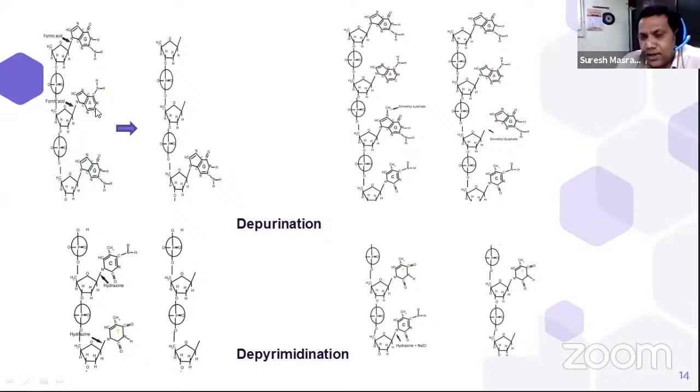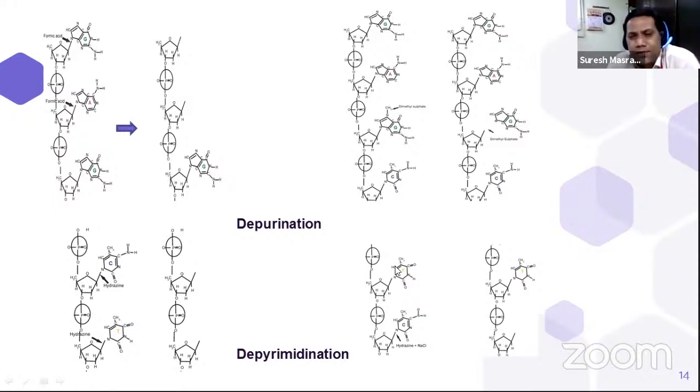formic acid. Thus, formic acid manages to cut the glycosidic bonds which are present between deoxyribose and adenine, as well as deoxyribose and guanine. If we put formic acid into the reaction mixture, we can ensure that both guanine and adenine get separated from the DNA strand. This separation of adenine and guanine is the process of depurination.